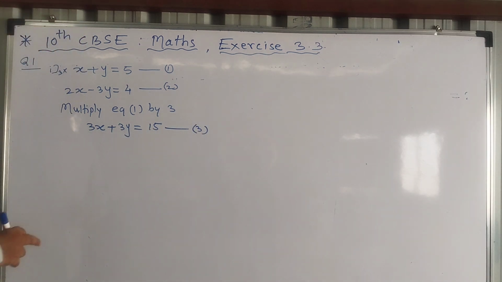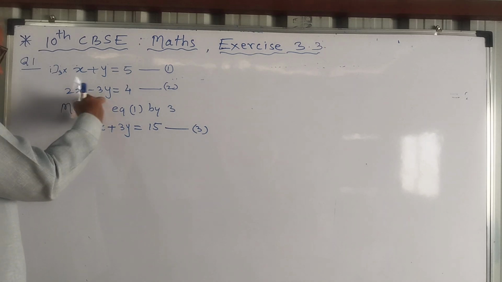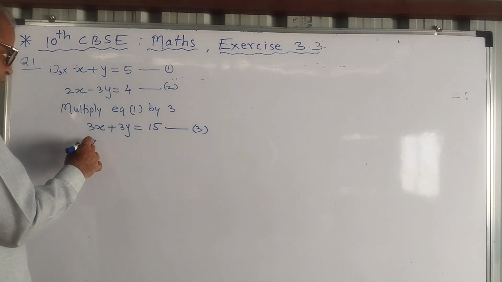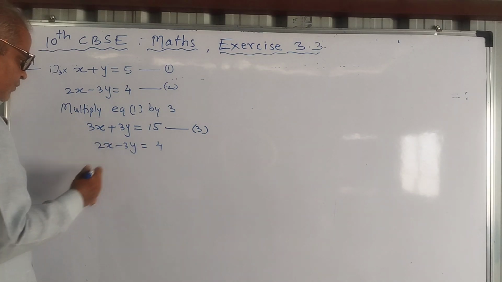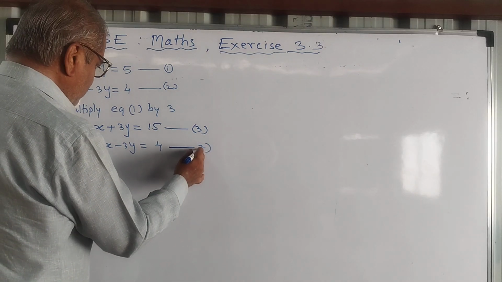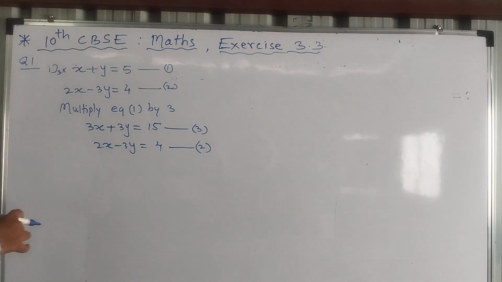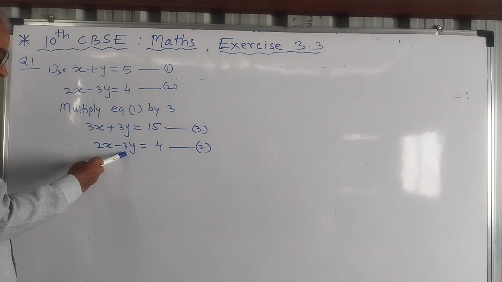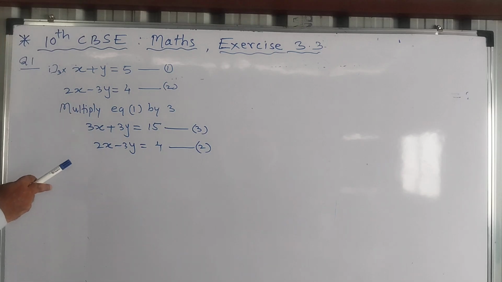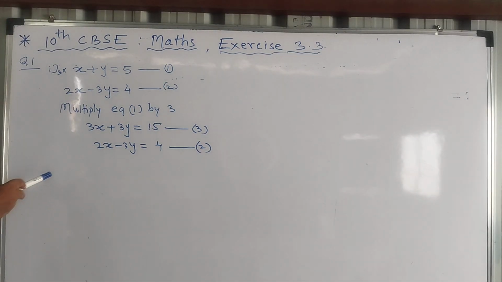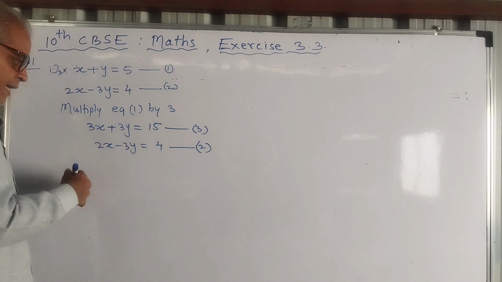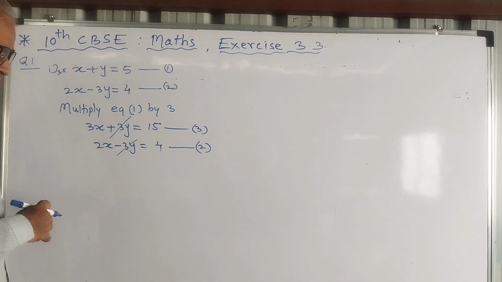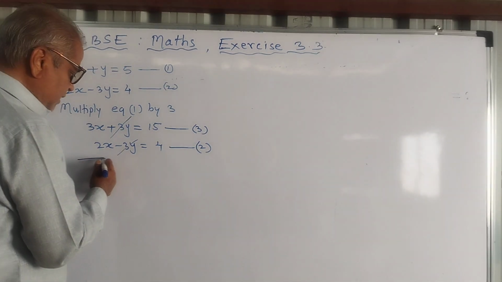Equation 2 as it is, 2x minus 3y is equals to 4. This is equation number 2. There is no change in this equation, so no change in the number. Now look at the coefficient of y, it is 3, here it is also 3. Once the coefficients are equal, then look at the sign. Here it is plus 3y, here it is minus 3y. So it can be eliminated directly, 3y minus 3y cancels. So we need not change the signs.